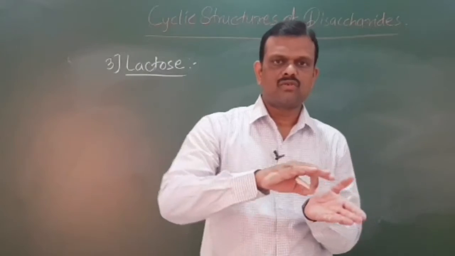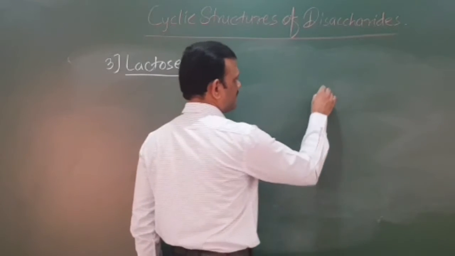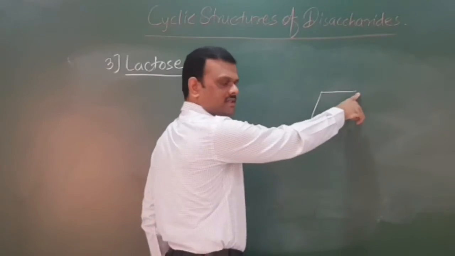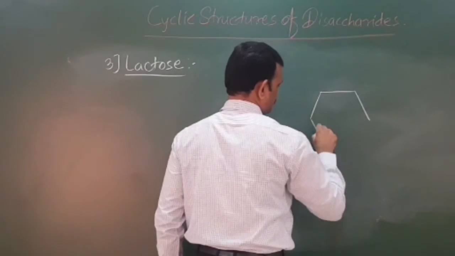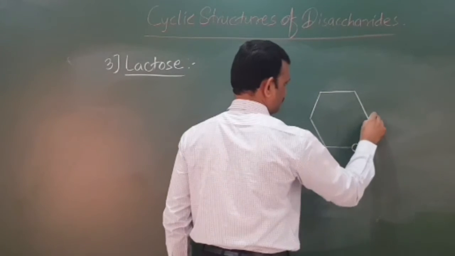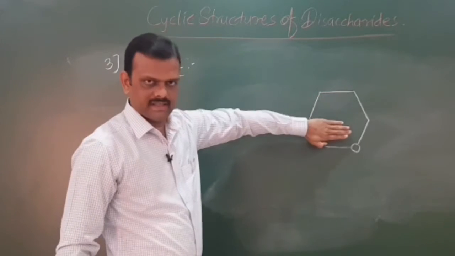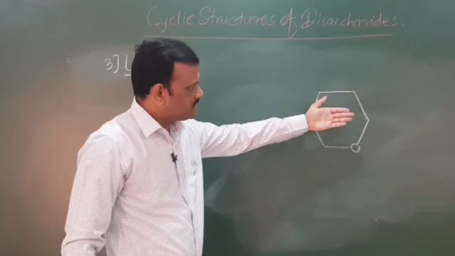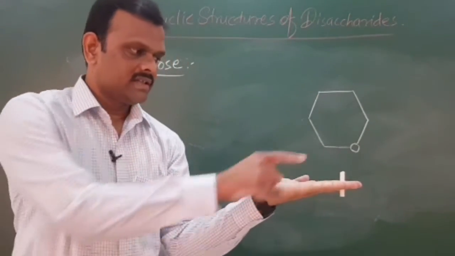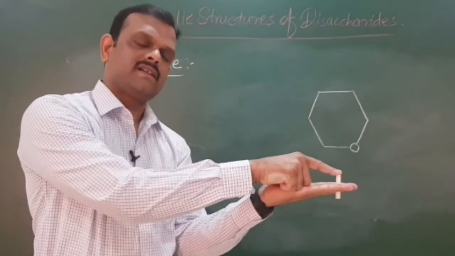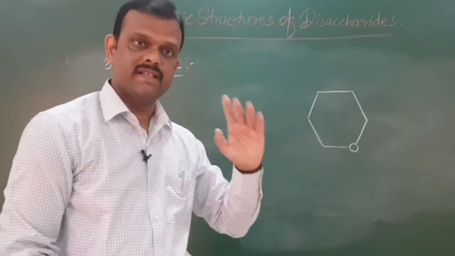For that purpose you only have to flip one glucose unit. That means every time we are writing oxygen in the upward position, you have to flip it downwards. Like this one, the structure has been rotated by 180 degrees. If it is rotated, suppose the hydroxyl group is in the upper part, after rotation it goes on the downward part, after rotation by 180 degrees.